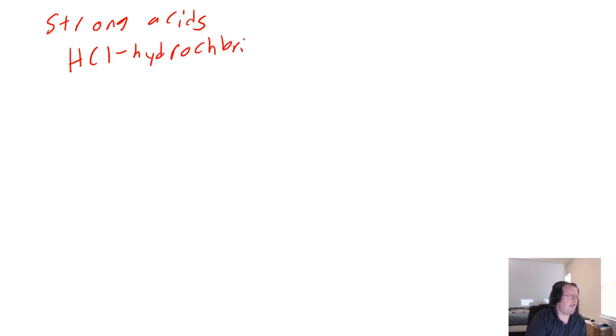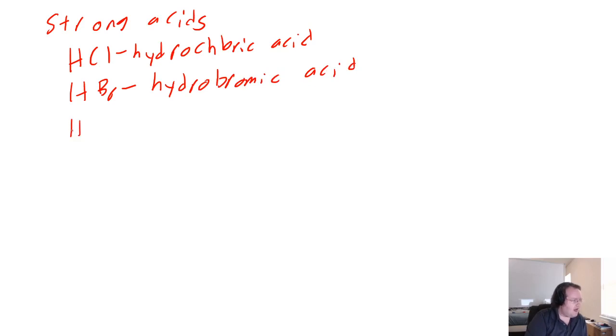So first, we have the strong acids. The strong acids are going to be HCl, which is hydrochloric acid. And I'd like you to know the names for these because they come up so often. Then we have HBr. This is hydrobromic acid. Man, it's going to be a long time to write all these acid names. Then we have HI, which is hydroiodic acid.